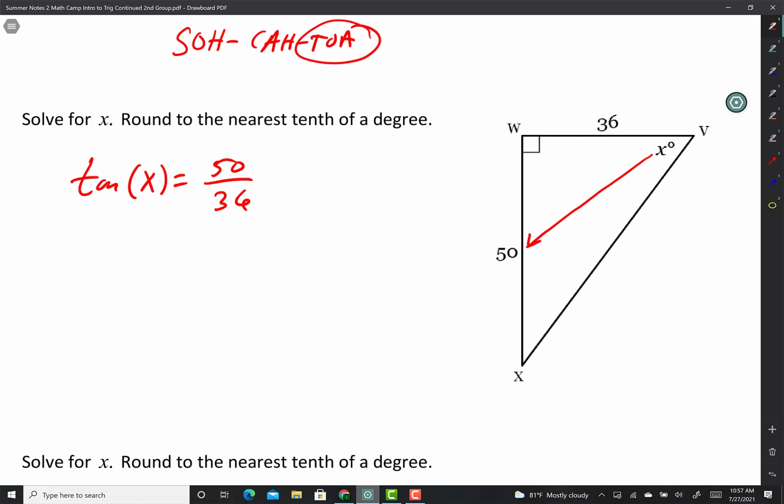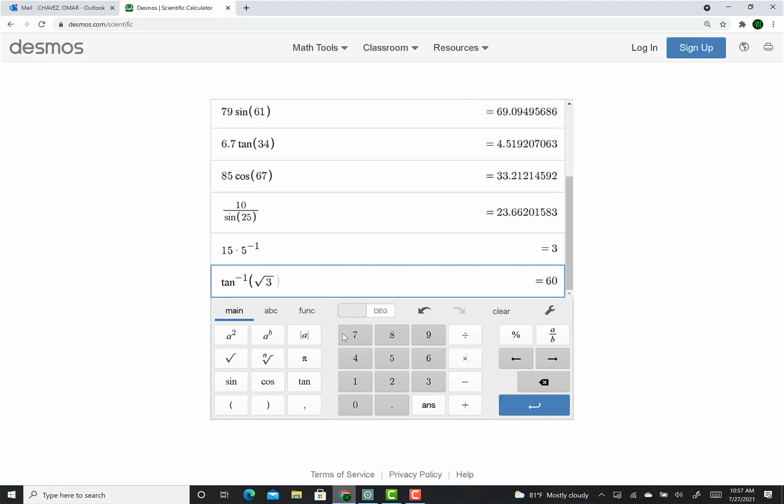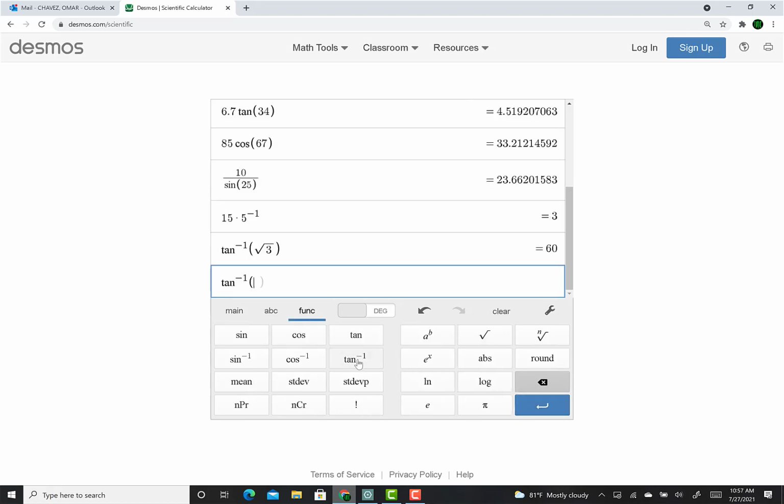So how do I get x by itself? I do the what? The inverse. Perfect. So this is inverse tan. You can also say the word arc tan. It means the same thing as inverse. So there it is, inverse tan, and I just type that into my calculator. So I take my calculator and I go arc tan. Chavez, where's arc? You got to click on function. So go to function on this one, and then there it is, arc tan.